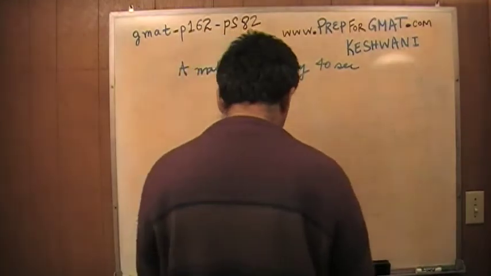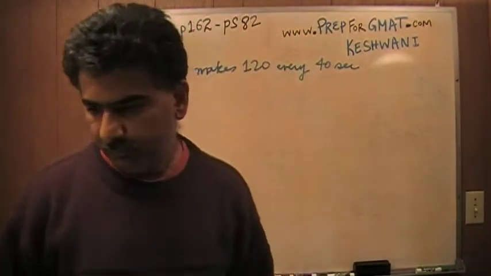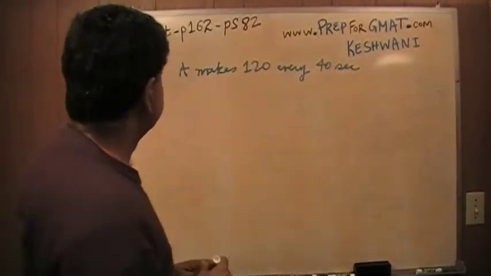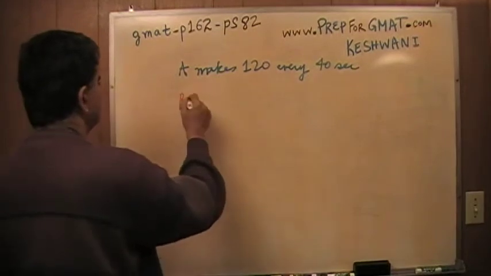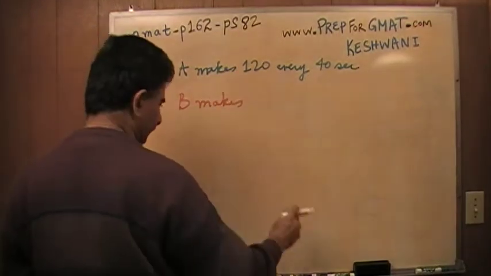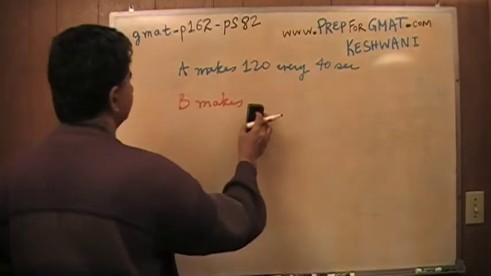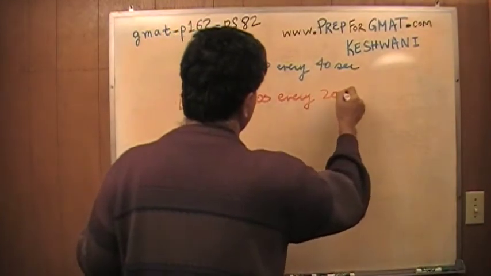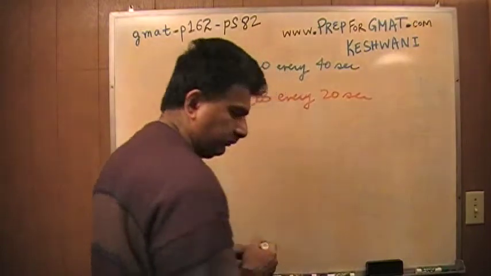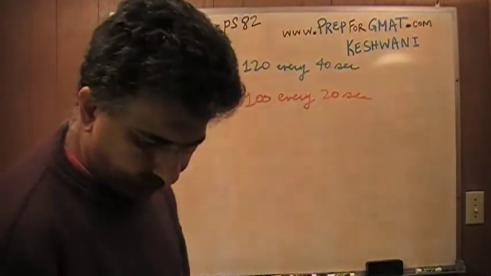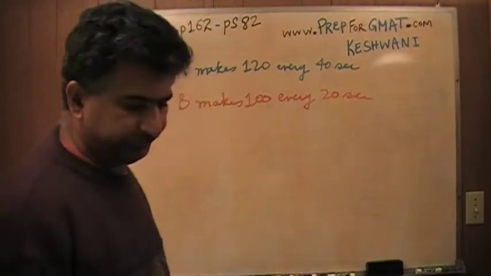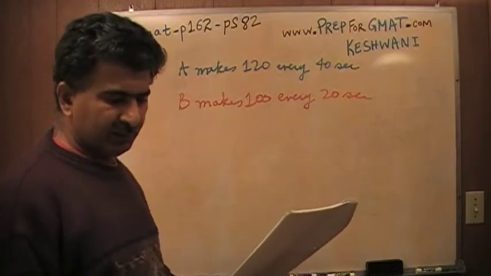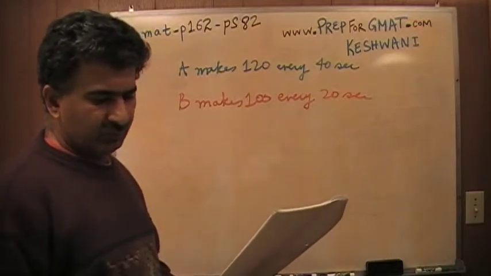So let me write in a different color. B makes, let me write this a little bit lower, B makes 100 every 20 seconds. What is the question asking? If the two machines run simultaneously, how many seconds will it take them to produce a total of 200 bolts?